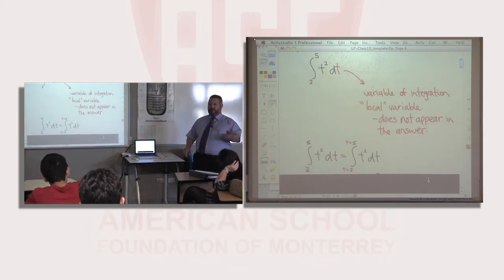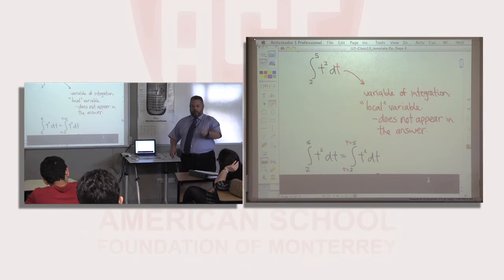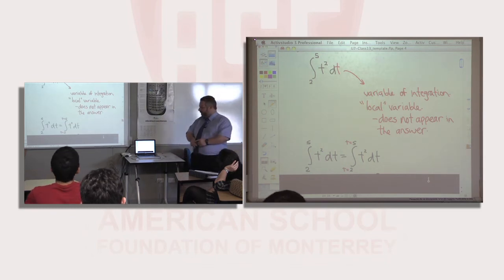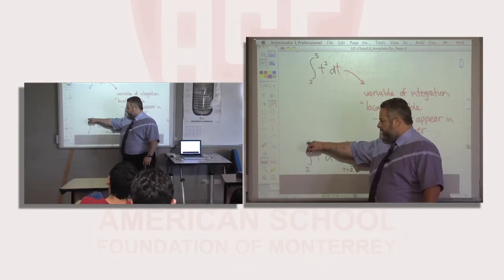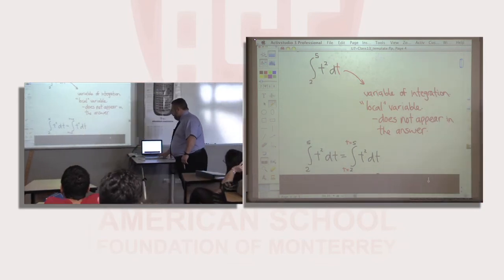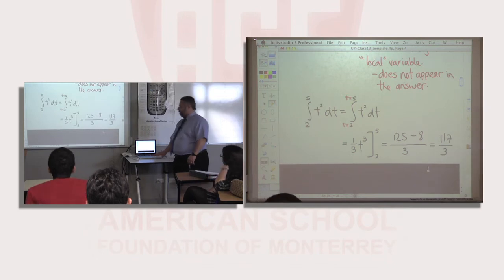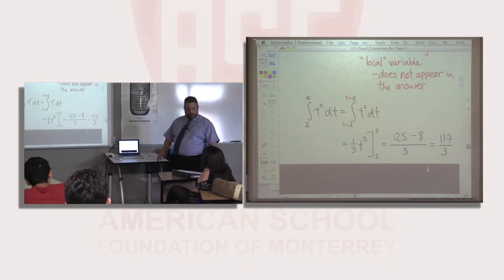It's like saying if I write the square root of x, I don't need the little 2. It's already there. If I want to write log base 10 of x, I don't need the little 10. It's automatically there. The same is true here. That 2 and 5, this 2 and 5, we know that this means t equals 2 to t equals 5 because this is dt. Okay? And like we just said, we take the antiderivative, we plug in the numbers, we get 117 over 3. Yeah? Piece of cake.